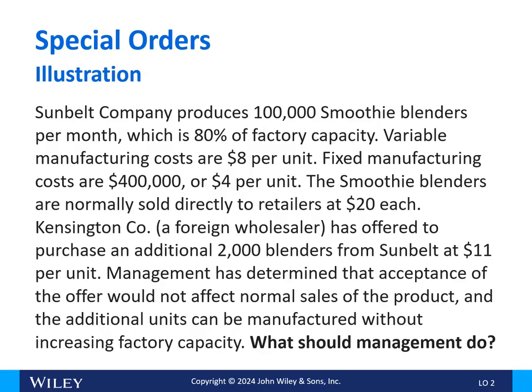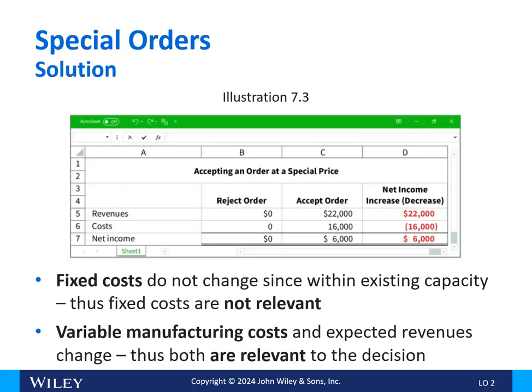Kensington Company, a foreign wholesaler, has offered to purchase an additional 2,000 blenders from Sunbelt at $11 per unit. Okay, so it's $9 less than we normally sell it, but we'll go through the analysis to see if it makes sense. Management has determined that acceptance of the offer would not affect normal sales of the product, and the additional units can be manufactured without increasing factory capacity. What should management do? So we're going to look at analysis similar to what we just did, but in this case we have reject and accept.